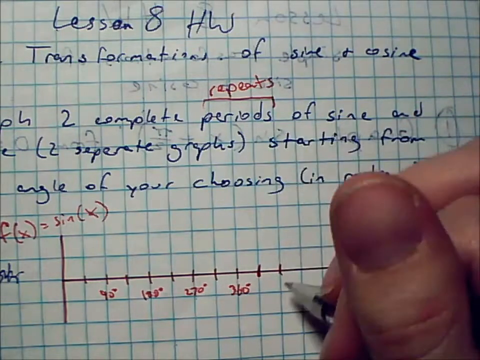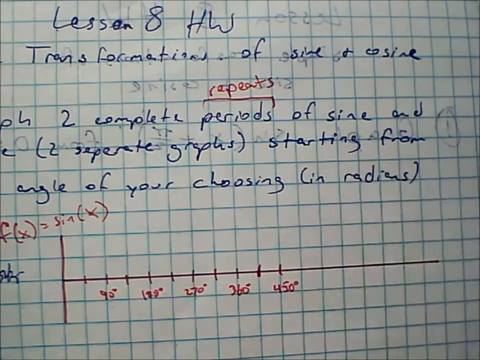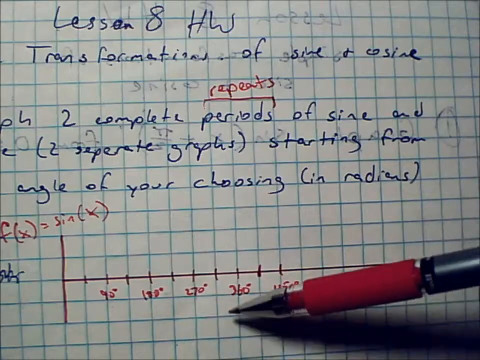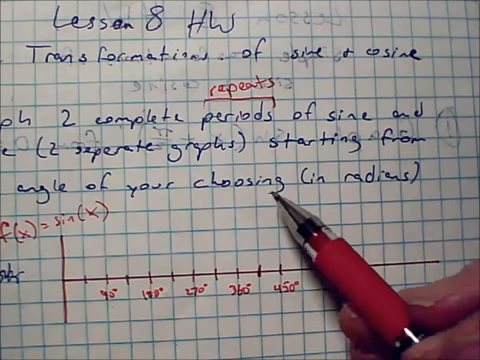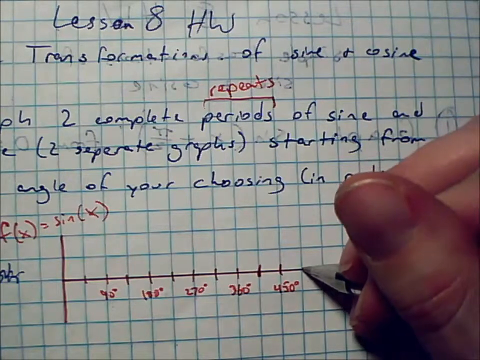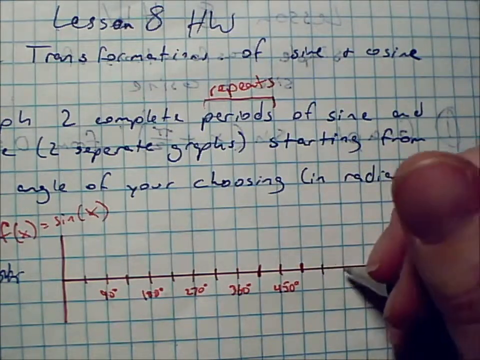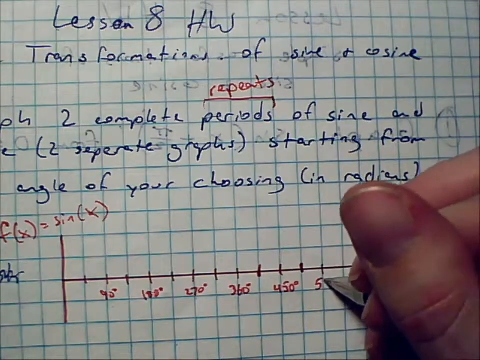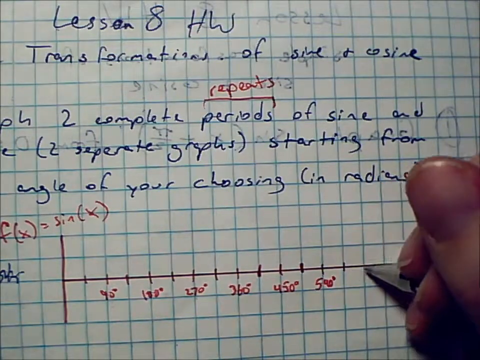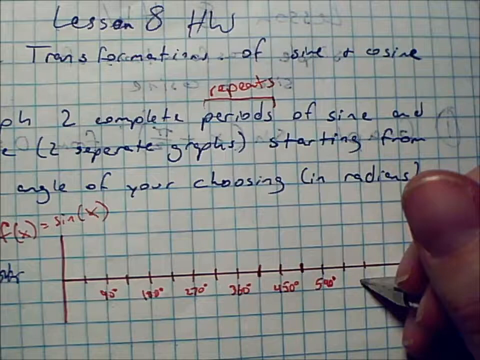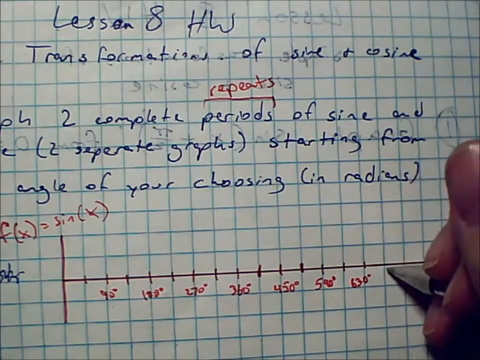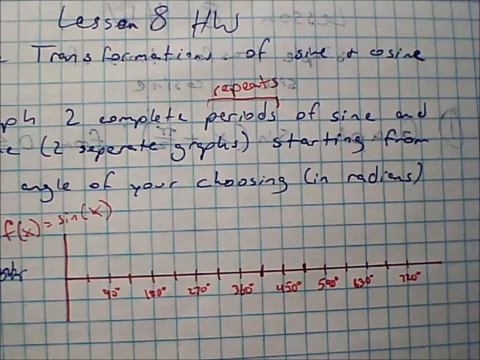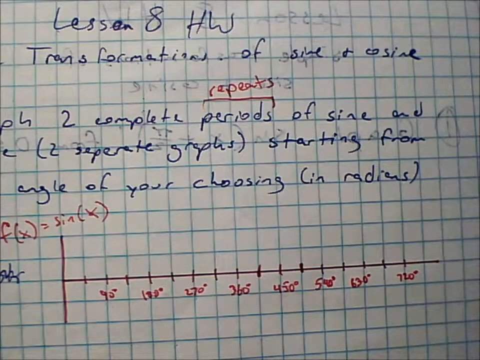405, 450. Now, how far out do I need to go to get two complete repetitions? Well, remember, one circle is 360 degrees. So to get two repetitions, I need to go around the circle twice, which would be 720 degrees. So that would be 540, 630, 720. There's two complete circles. That should be enough space to give me two total repetitions of the graph of sine.